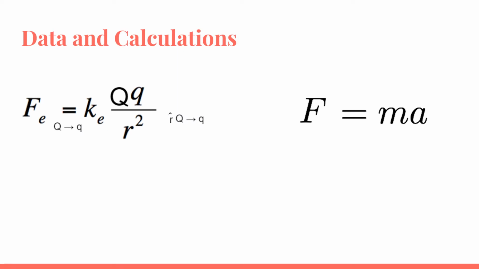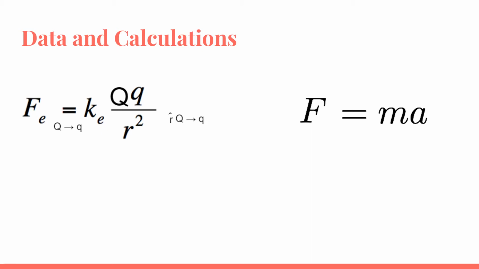For our data and calculations, we use these 2 equations: Coulomb's law on the left for electric force, as well as force equals mass times acceleration on the right. From Tracker, we measured the distance between the balloons, how far the free balloon traveled away from the fixed one. We also used Tracker to find the acceleration. We then multiplied each acceleration by the mass of the balloon, which is about 3.61 grams, and we found the net force at each point using F equals ma.